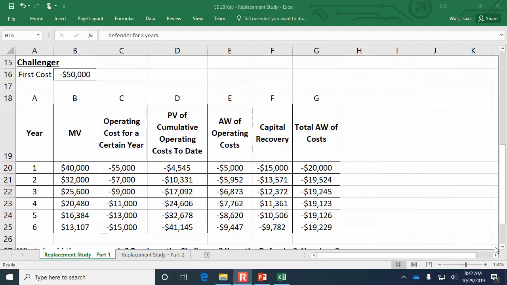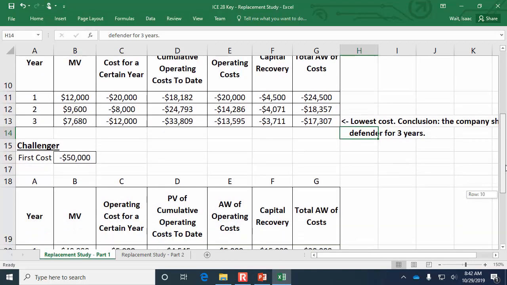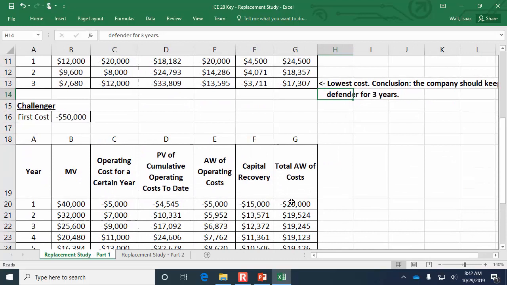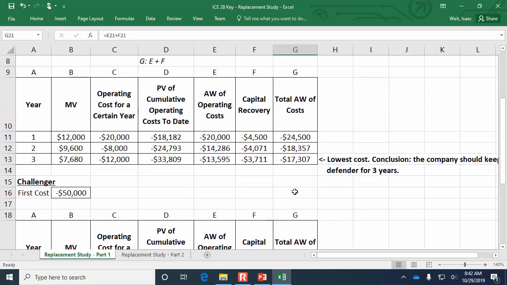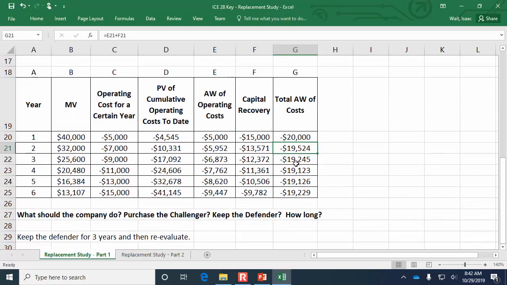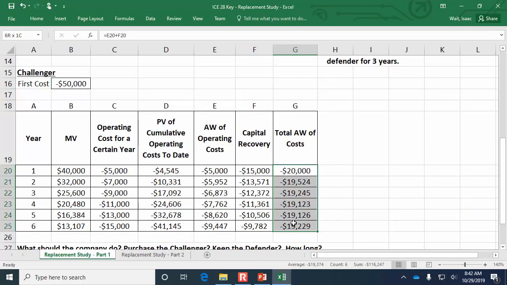Now, comparing the Defender to the Challenger, I want to point out something. I got a good question just now. Somebody asked, can you only compare year 1 versus year 1, year 2 versus year 2, and so on? And the answer is no. You actually find whatever is the lowest on either of the options for however many years. So you don't have to compare year 3 of the Challenger to year 3 of the Defender. You compare any of the Defender ownership durations to any of the Challenger ownership durations, because what each row indicates is how long you're owning the item.